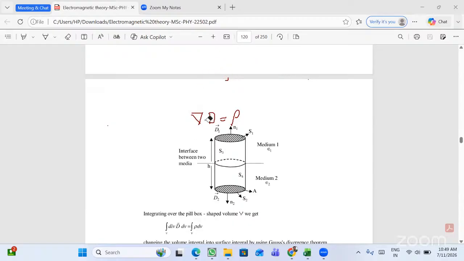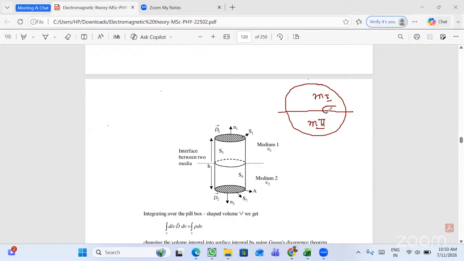Generally, we take some surface. In this surface, the above part is medium one, and the below part is medium two. In order to get the boundary condition, we consider a surface which covers the two different media. Like this, a small surface, a small pillbox, we are going to take.